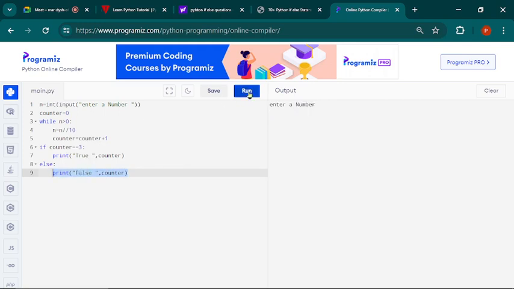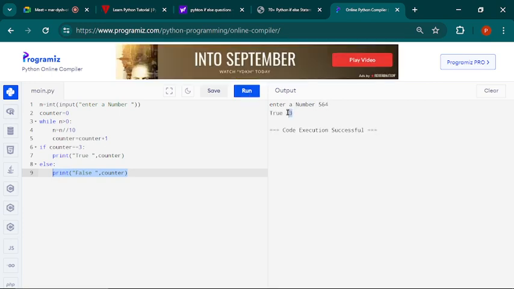So suppose I run this with 564, see, true, and the number of digits it has counted is 3. Now if I run it for 62, false, and the number of digits is 2. But what if I enter any random number? It has calculated 6 digits. So the basic concept is you have to divide the number by floor division. See, this is the floor division operator.